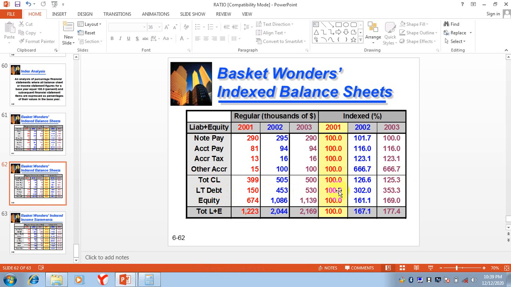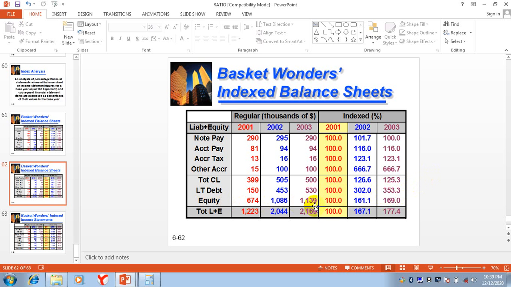Now this is the most important thing. Our debts, there is an increase from 100 it goes to 302 and 353. So there is too much increase in our long-term debt, which is a good sign. I told you it is a good sign. You are taking loans to expand your business, but the main thing is whether you are utilizing this loan properly or not. What is your profitability after taking this loan? That is the most important thing.